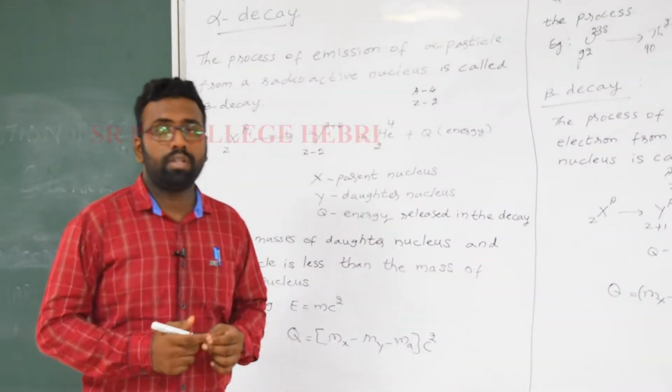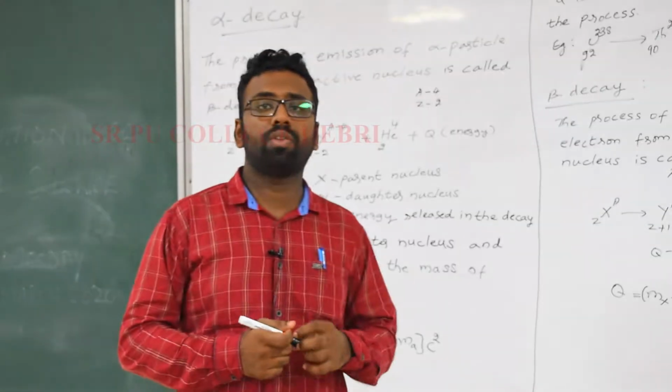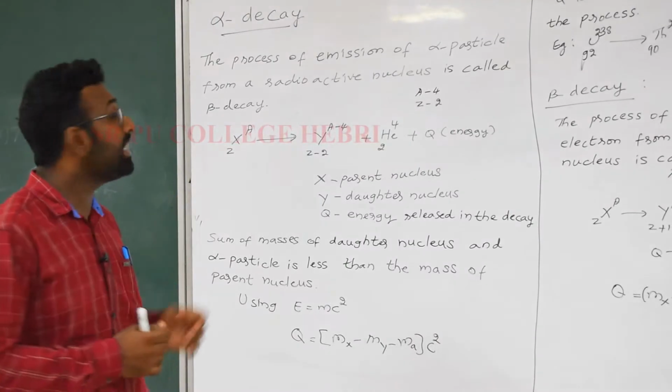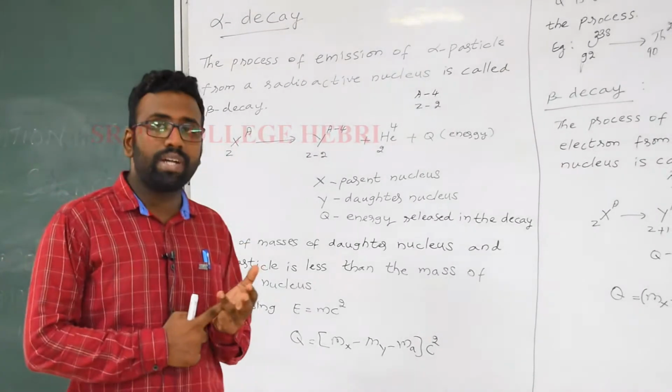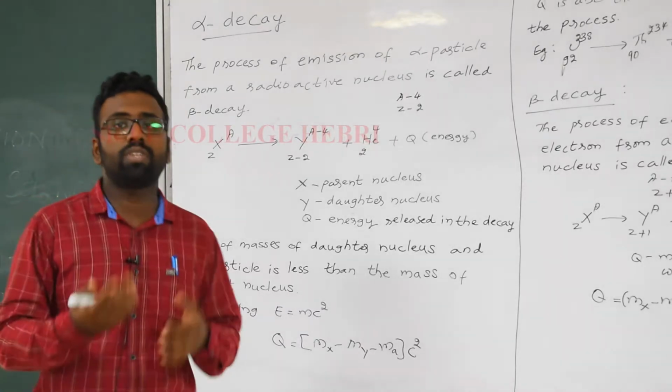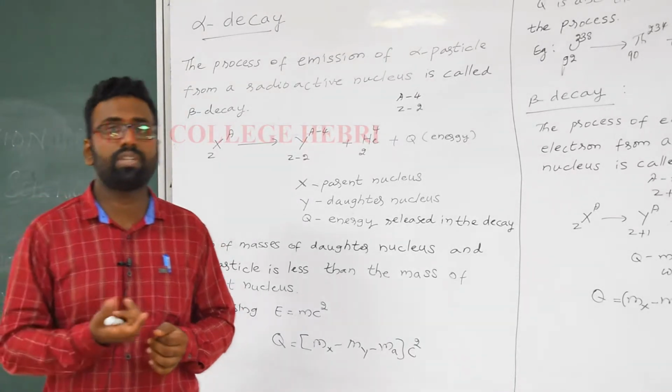Dear students, welcome to another session of the nuclei chapter. Today we are going to see three types of decay, that is alpha decay, beta decay and gamma decay. Then we will look further at the nuclear fission reaction.